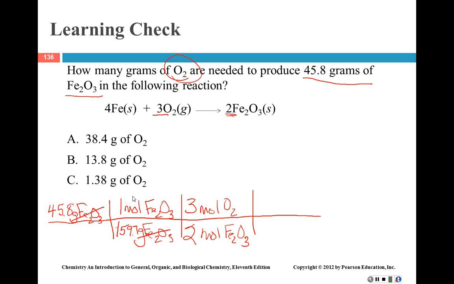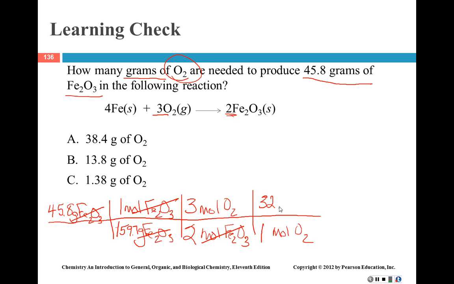All right, and that allows me to do what? Cancel moles of Fe2O3. Now I'm left with moles of oxygen. What am I wanting to do, though? How many grams of oxygen? And so I know if I'm going to do dimensional analysis, the next thing is going to be moles of O2 down here. So I can cancel that. How do I go from moles of oxygen to grams of oxygen? Well, I know that 1 mole of oxygen is equal to what?